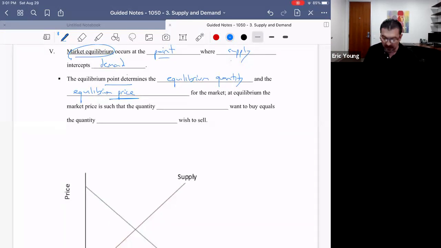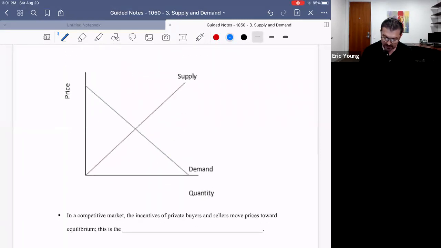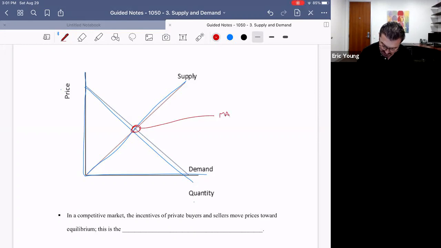At equilibrium, here's the key: the market price is such that the quantity that buyers want to buy exactly equals the quantity that sellers want to sell. And the market, therefore, is in balance, or we say the market clears. Okay, it works out like this. You have this again, market, our axes, P and Q, price here, quantity here, supply upward sloping, demand downward sloping. The point where supply equals demand, that is the market equilibrium point.